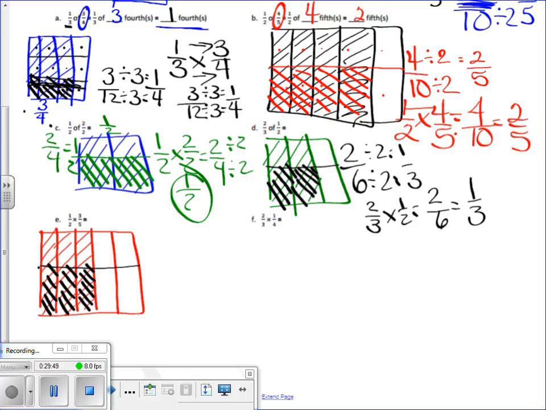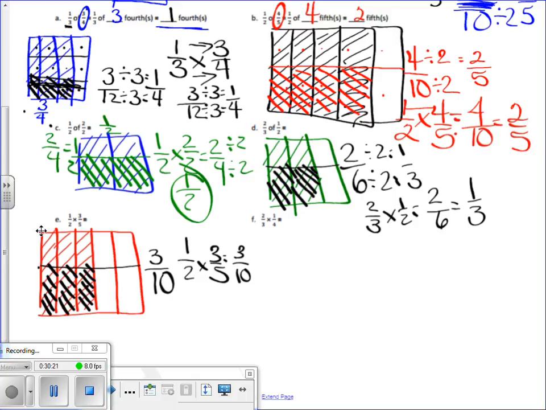So I've got 1, 2, 3 out of 1, 2, 3, 4, 5, 6, 7, 8, 9, 10. Can that simplify? No, it does not. 1/2 times 3/5. 1 times 3 is 3. 2 times 5 is 10. Does not simplify. Nothing goes into 3 that goes into 10.